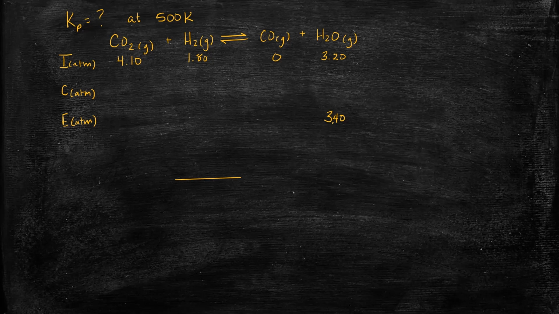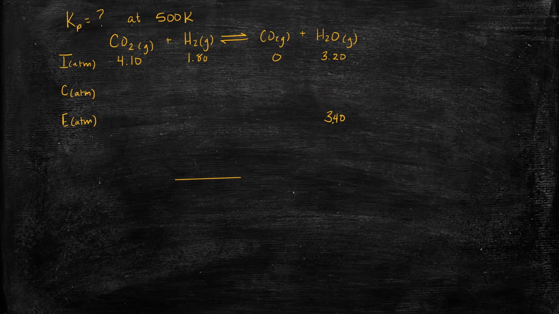An ICE table is going to be the initial concentrations. The C is going to be the change that we're going to use to convert everything to each other. And then the E is going to be the at equilibrium. For this problem, it gives us all the initial pressures, and it also gives us the final pressure at equilibrium of H2O, and you can see that right here with that 3.40.